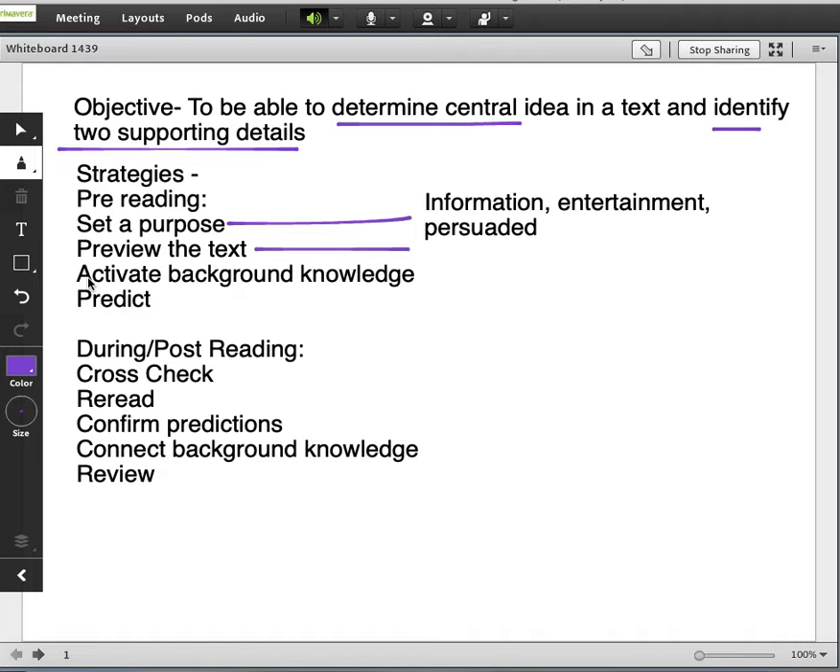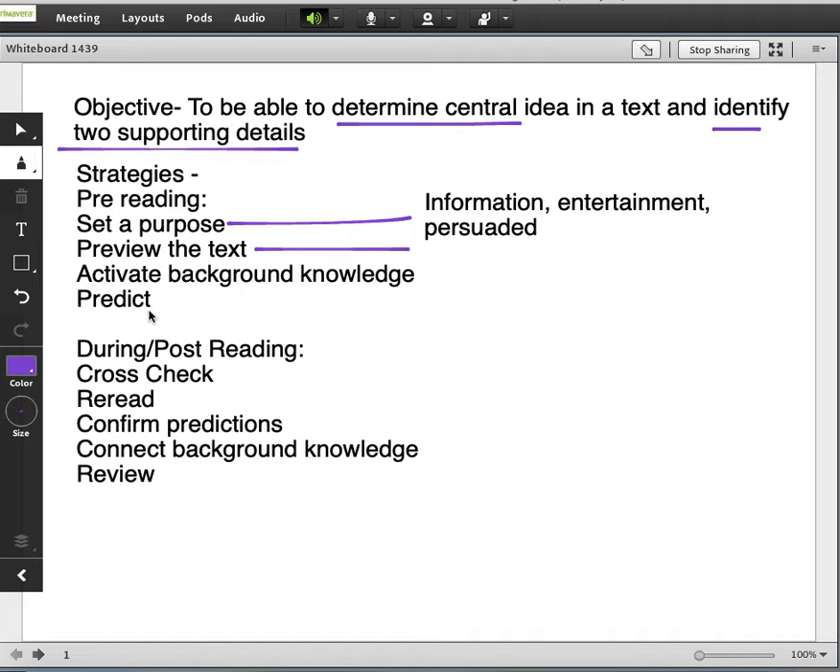For example, if you preview the text, you're probably going to read the title. You're going to identify the name of the author. I always look through to see if there are any pictures that might help me make predictions about what's going to happen, if there are any captions to those pictures, and if there are any bolded words, if I'm reading for information or out of a textbook. A lot of times they put those words on the side or in the margins. So I preview the text and identify those things.